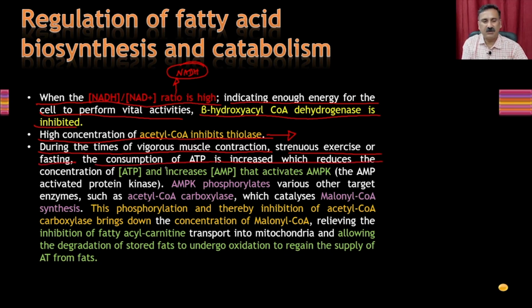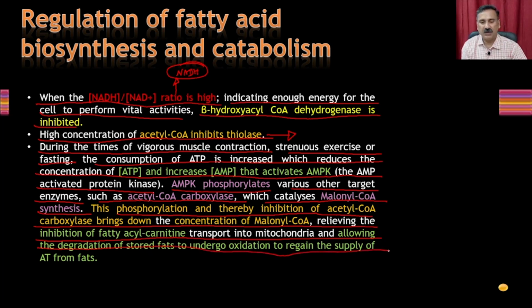Then the third is during vigorous muscle contractions, strenuous exercise or fasting, the consumption of ATP is increased, which reduces the concentration of ATP and increases the AMP that activates AMPK, the AMP activated protein kinase. AMPK phosphorylates various other target enzymes such as acetyl CoA carboxylase, which catalyzes malonyl CoA synthesis. This phosphorylation and thereby inhibition of acetyl CoA carboxylase bring down the concentration of malonyl CoA, relieving the inhibition of palmitoyl carnitine transport into mitochondria and allowing the degradation of the stored fat to undergo oxidation to regain supply of ATP from the fats.